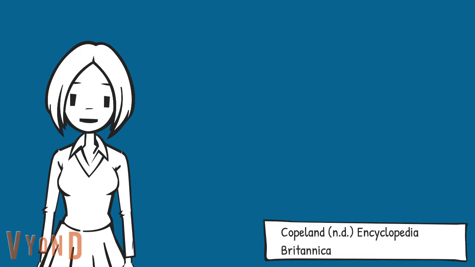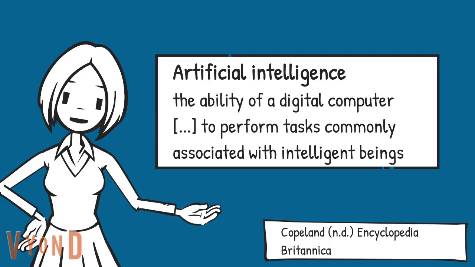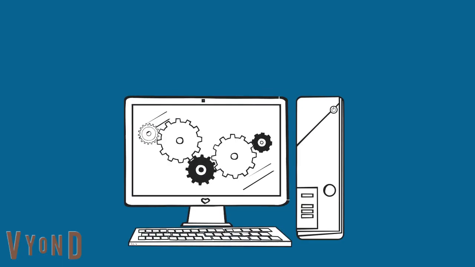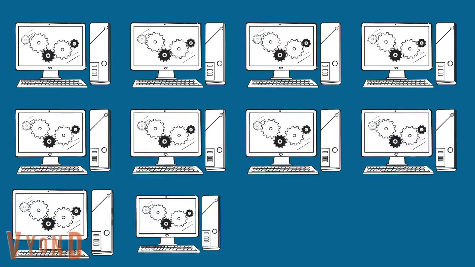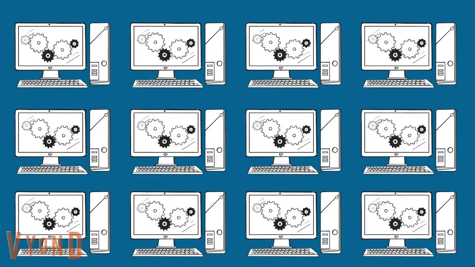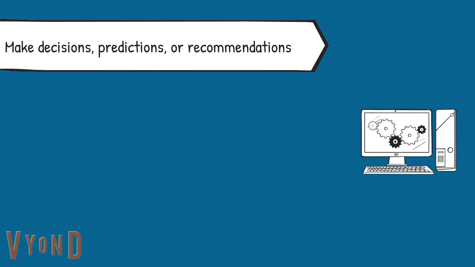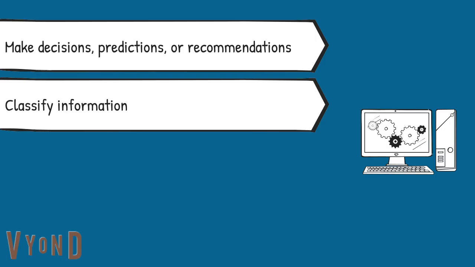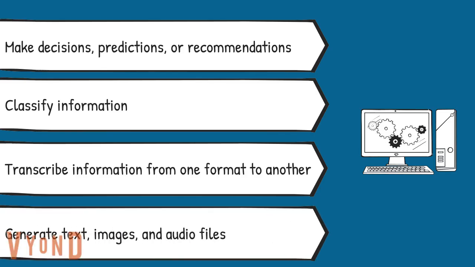The Encyclopedia Britannica defines artificial intelligence as the ability of a digital computer to perform tasks commonly associated with intelligent beings. AI is not one specific technology, rather it is a wide branch of computer science that includes many different types of processes and tools. AI tools can be trained for a variety of tasks, including making decisions, predictions, or recommendations, classifying information, transcribing information from one format to another, and generating text, images, and audio files.